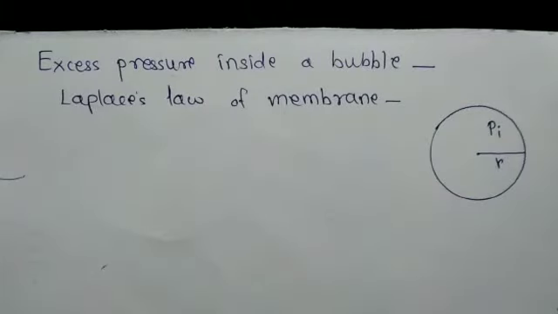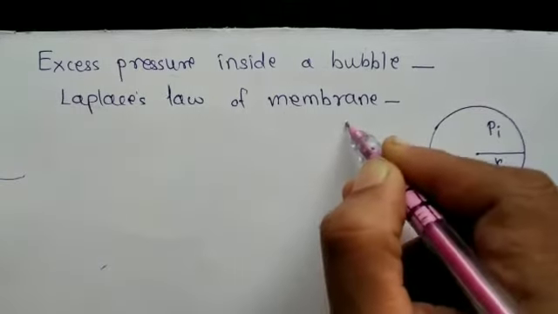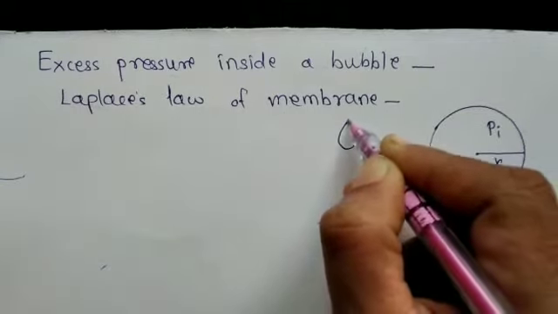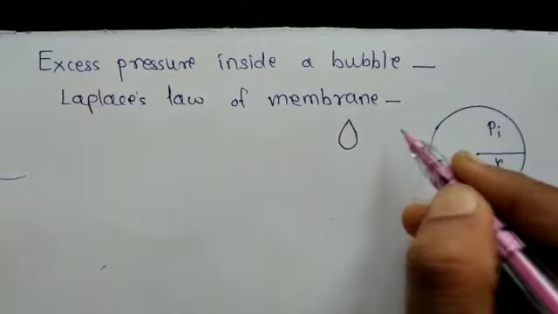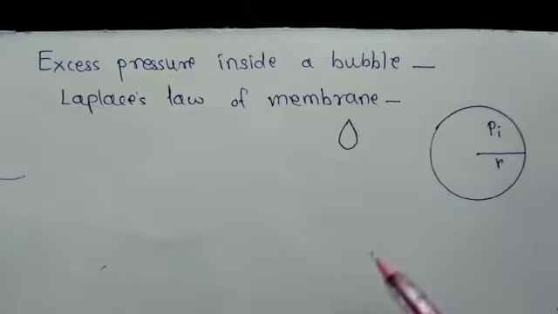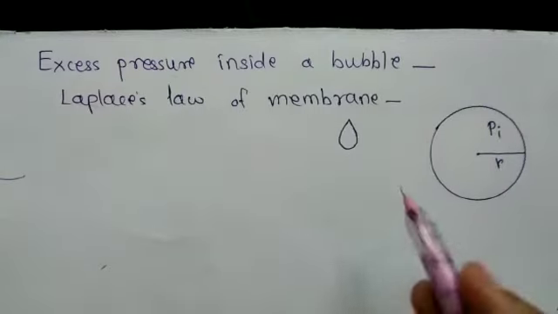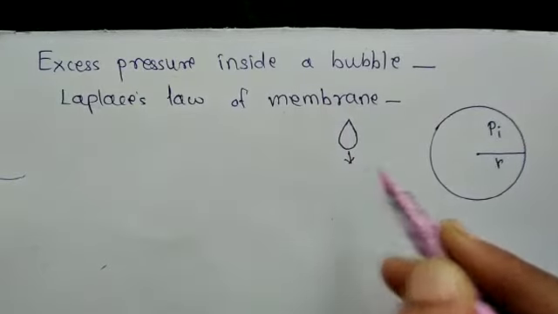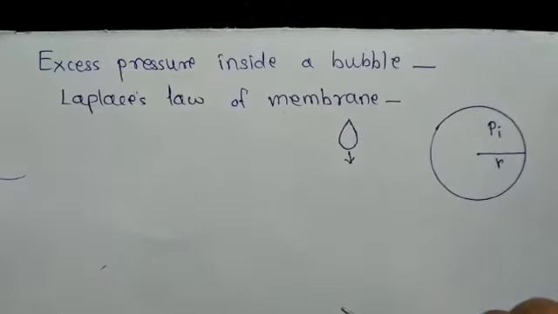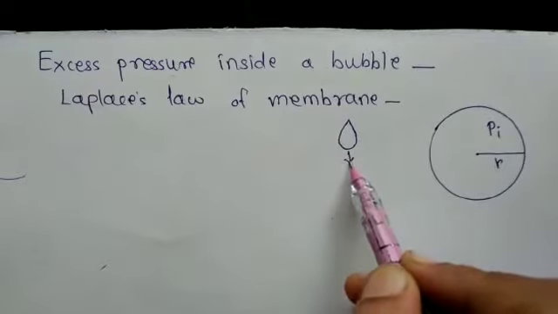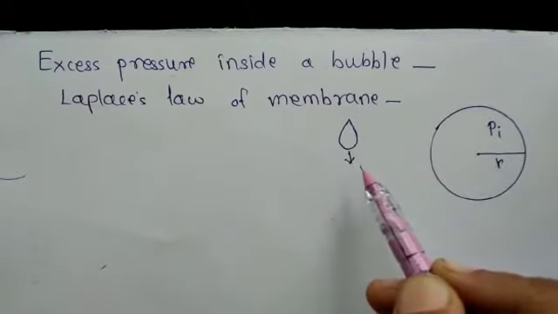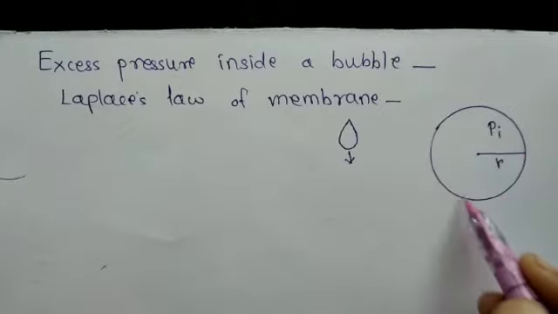Hello students, today you will learn excess pressure inside a bubble, or Laplace law of membrane. Now you know the shape of a raindrop: it is oval, but according to surface tension the shape of the raindrop should be spherical. Then why is it an oval drop? It is due to gravitational force acting in the downward direction. If we neglect this gravitational force and air resistance, then the shape of the drop becomes spherical.